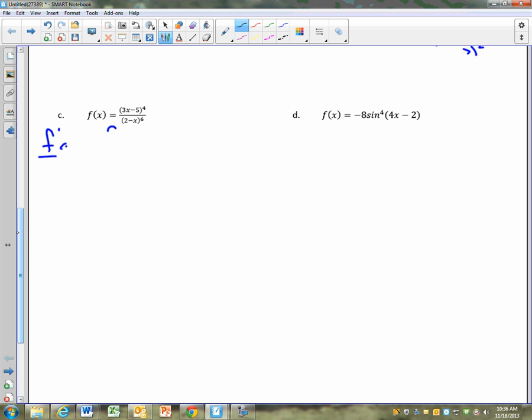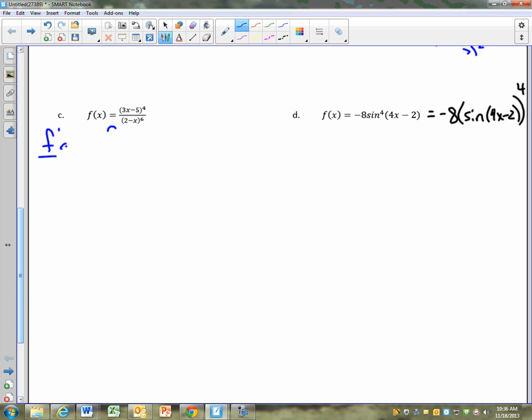Okay. Now we'll see here for this last problem. Not the chain rule 4 times, just the chain rule twice. Let me show you how this is set up, just so we all understand. This is the same as -8 times sine of 4x minus 2 to the 4th power.